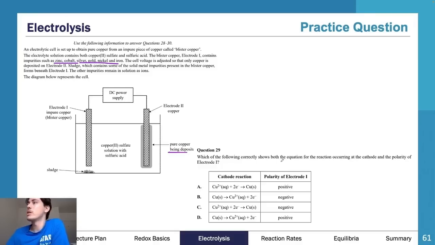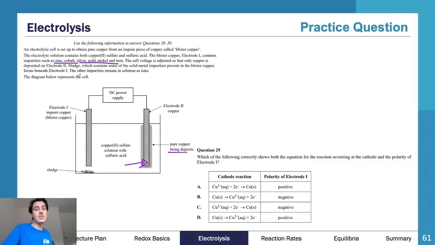It says, which of the following shows both the equation for the reaction occurring at the cathode and the polarity of electrode 1? So, have a think. I'm getting copper deposited here. What is happening? And then electrode 1, what is my charge? So, take a minute, have a think. Pause if you need. 3, 2, 1.